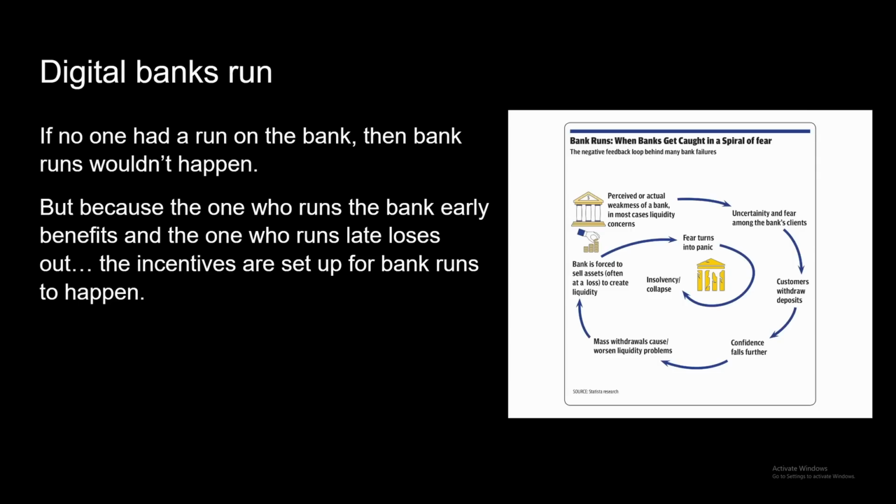And digital bank runs actually have their own game theory and equilibrium, because if no one ever had a run on the bank or tried to withdraw their asset from the bank, then bank runs would never happen. But because the one who runs the bank early benefits the most and gets the most amount of their collateral back, and the one who runs late to the bank loses out and loses all of their collateral, the incentives are set up for bank runs to happen because you're incentivized to try and be ahead of the curve and withdraw early. And so the Nash equilibrium of any fractionally reserved system is to try and get all of your collateral out at the cost of others.